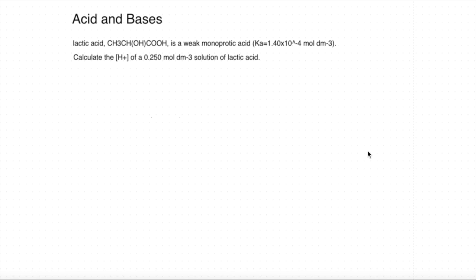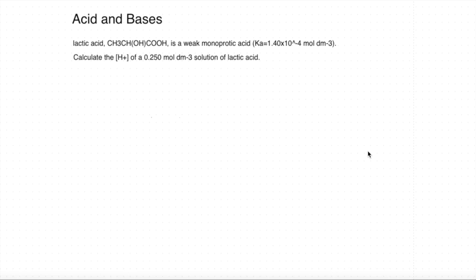The question we're going to cover is from a 2008 past paper, paper 2, and reads as follows. Lactic acid is a weak monoprotic acid with this Ka value, and we are asked to calculate the proton concentration of a 0.25 mol dm cube solution of lactic acid.